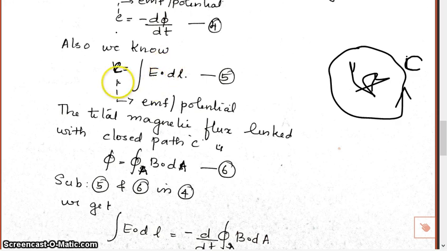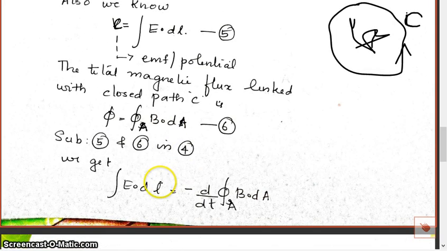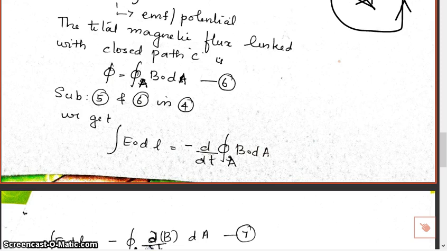So instead of E I will substitute the line integral of E dot dl, and instead of phi I will substitute the area integral of B dot dA. So finally the expression will look like this: line integral E dot dl is equal to minus d by dt of area integral B dot dA. Simply, I am substituting 5 and 6 in 4.